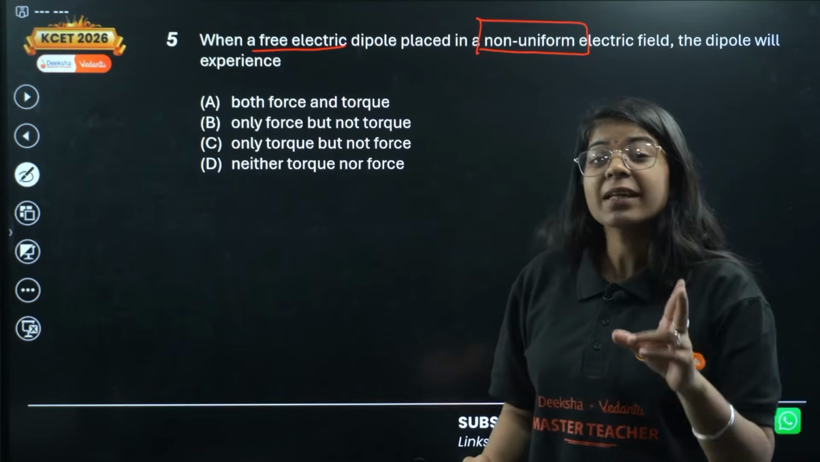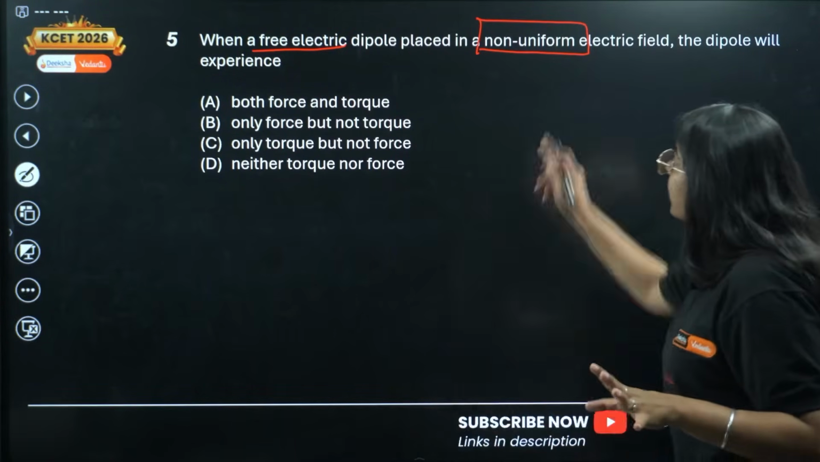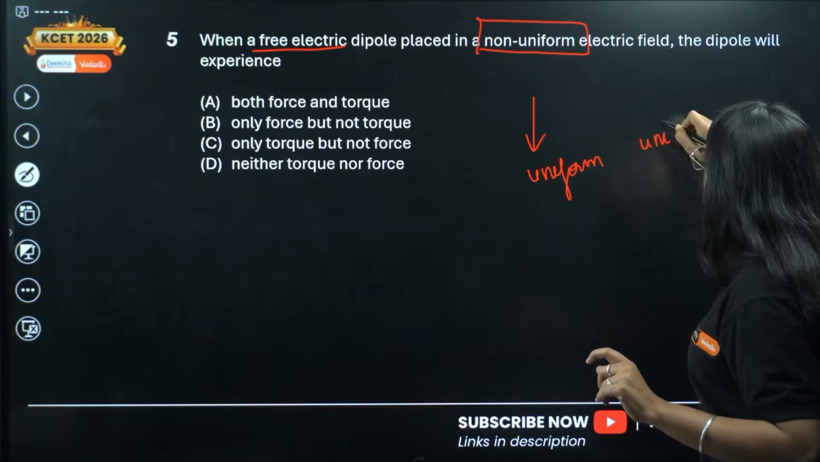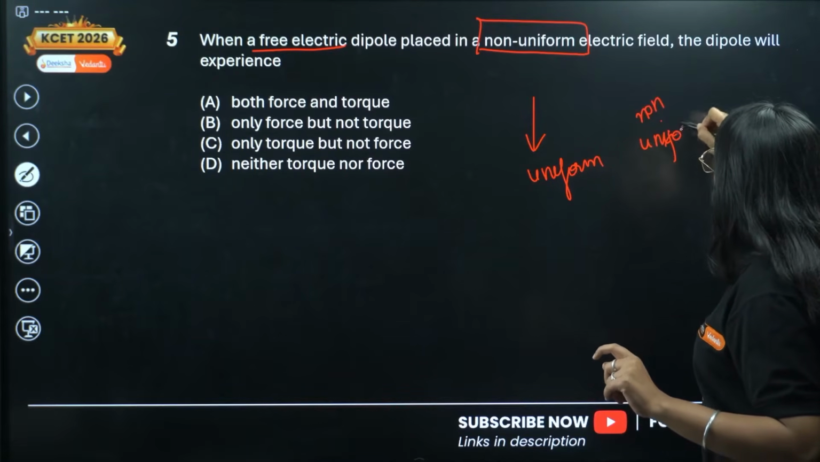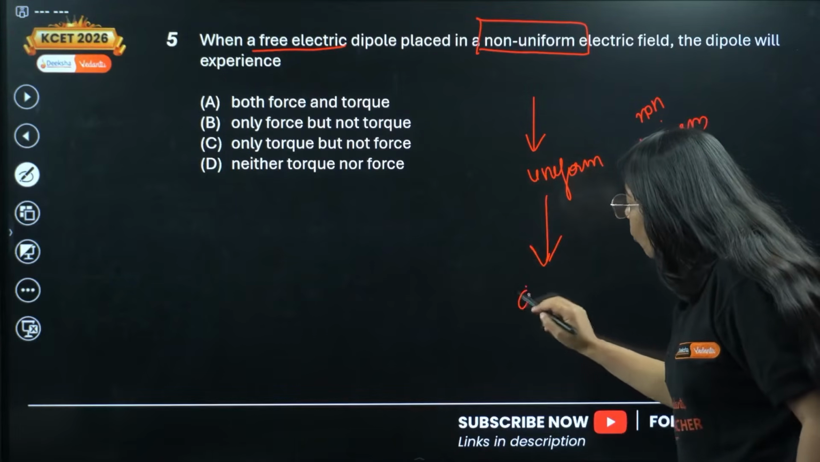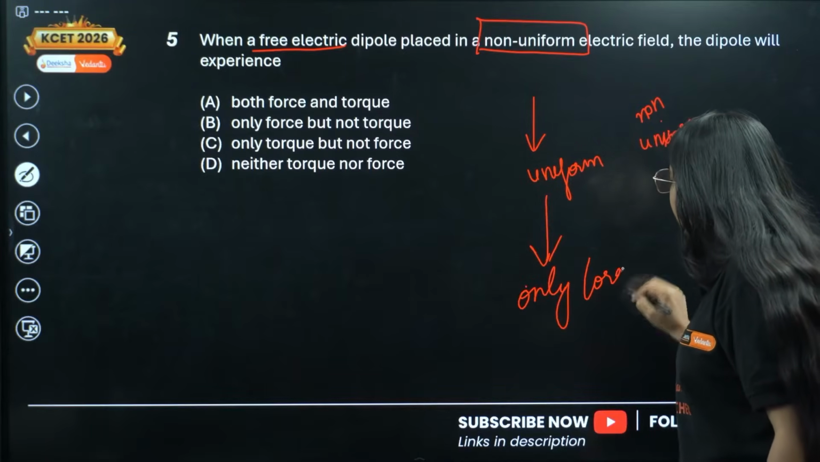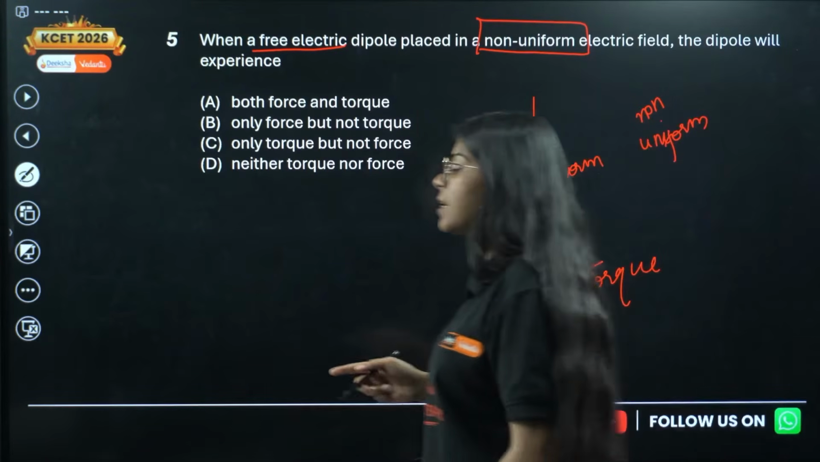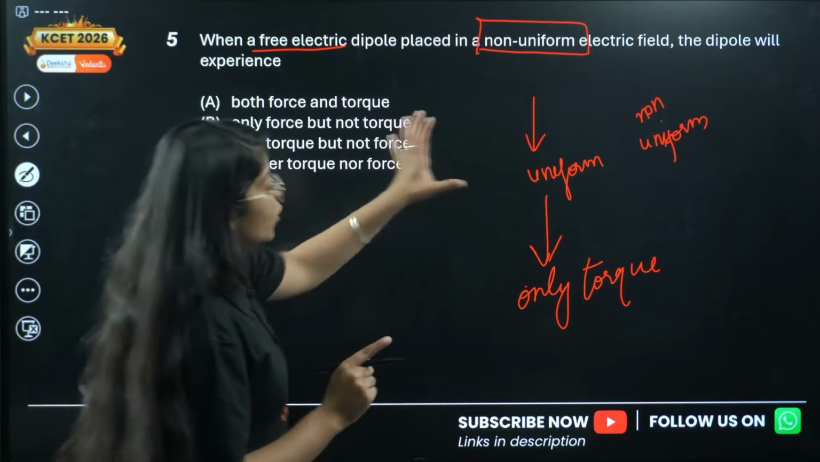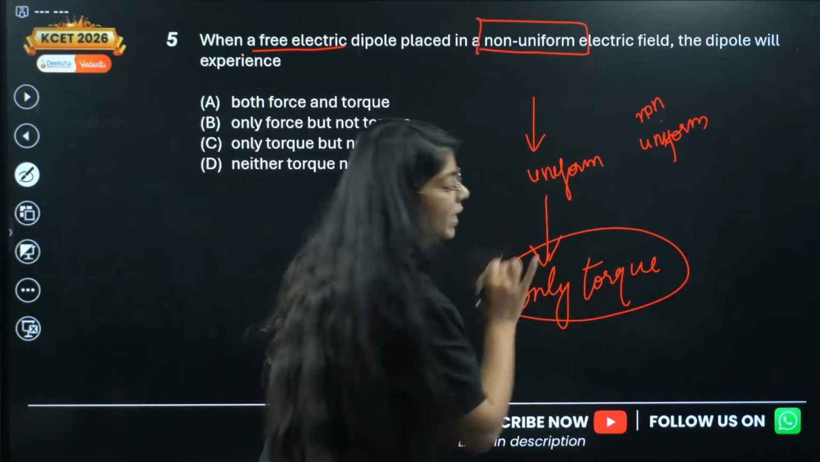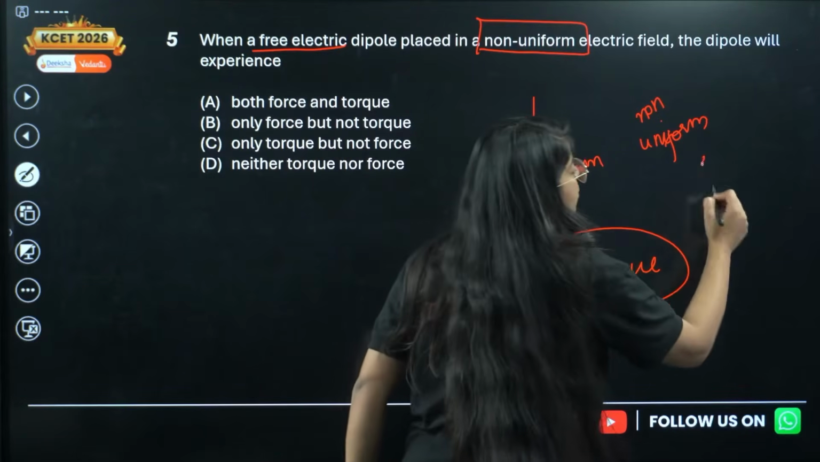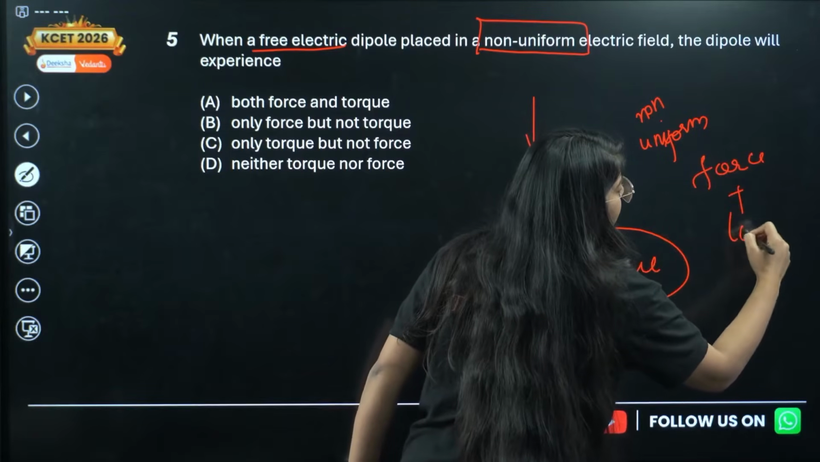Now, the thing you have to pay attention to here is whether it's a uniform or non-uniform electric field, correct? If it's a uniform electric field, then the dipole will only experience torque, correct? A question has also been asked where they just said that the electric field is uniform. So, don't get confused. For uniform electric field, the dipole will only experience torque. But if it is a non-uniform electric field, it will also experience force along with torque, correct?